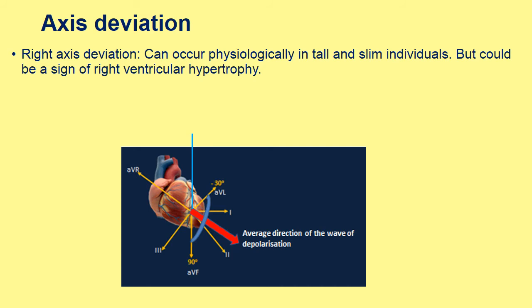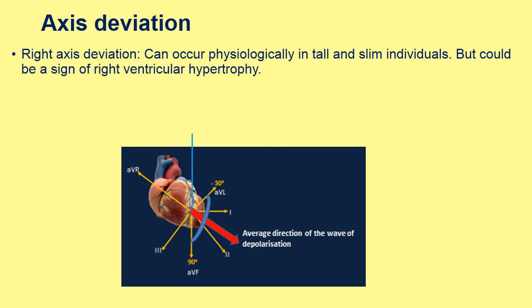So axis deviation. Let's talk about the normal axis first. When you look at an ECG, how can you tell if there's axis deviation? There are various methods like the graphical method, which is more accurate, but I tend to just use the estimation. So I look at lead 1 and lead 2 and use it to decide: is there normal axis, is there axis deviation, and so on.